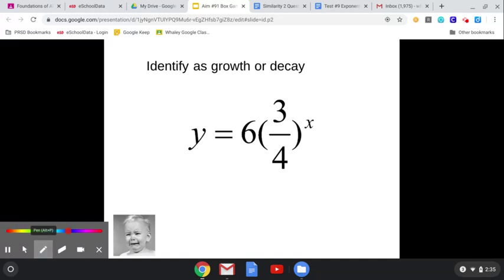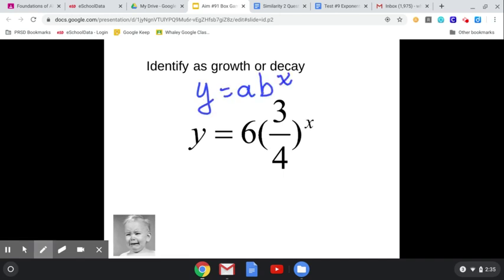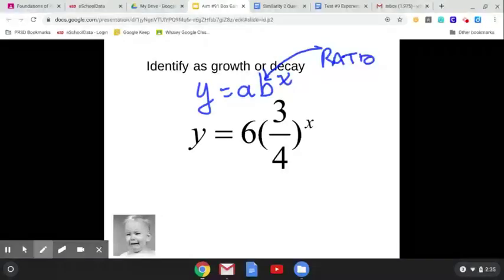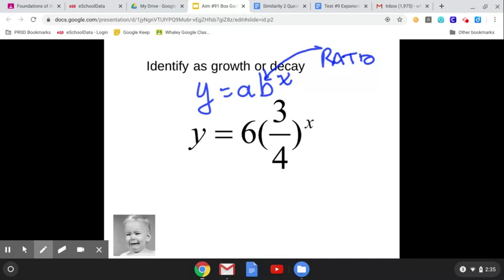Well, that question is really just asking, can you look at this and identify it yourself? This is the general form of the equation, and it's the B value that's going to determine whether or not it's growth or decay. That's the ratio. That's the common ratio it's multiplied by. In our case, it's 3/4. So if I multiply something by 3/4, does it get bigger or smaller? It gets smaller, okay? If that B value is anything less than 1, you're talking about decay. So this is an example of exponential decay because this is less than 1.